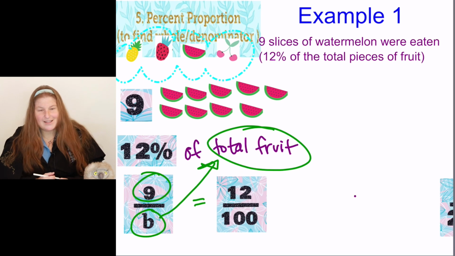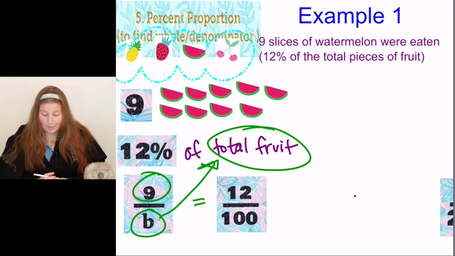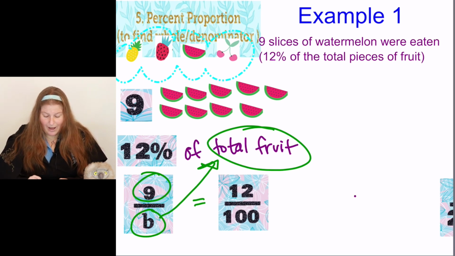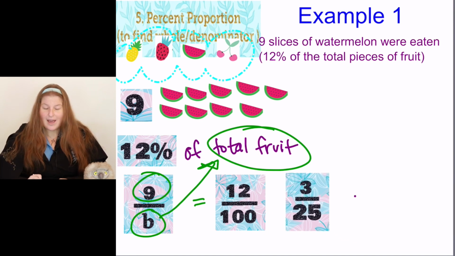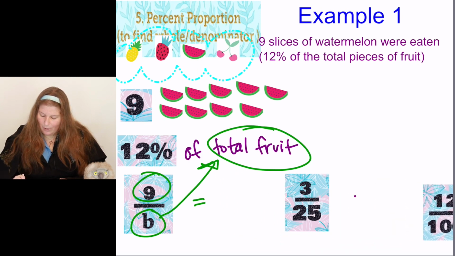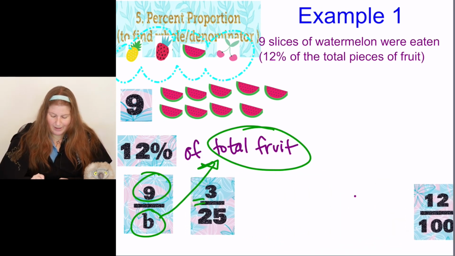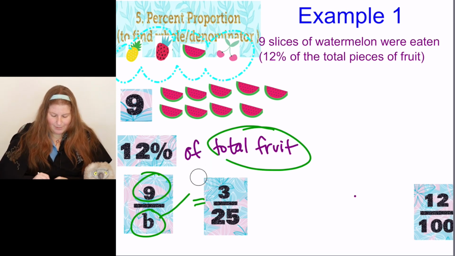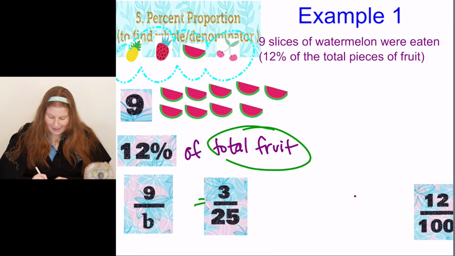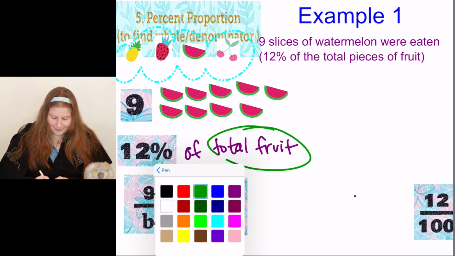A way I can make this easier on myself before I cross multiply is to reduce 12 out of 100. I know that 12 and 100 can both be divided by 4. Since 12 divided by 4 is 3, and 100 divided by 4 is 25, I'm going to replace 12 100ths with 3 25ths. So there is step 1. I have written my percent proportion equation. Let's move on to step 2, shall we?